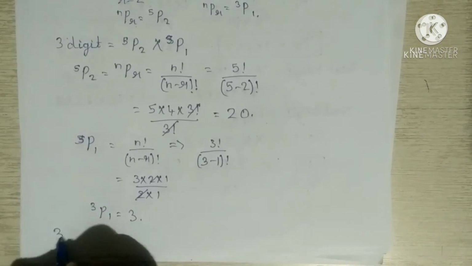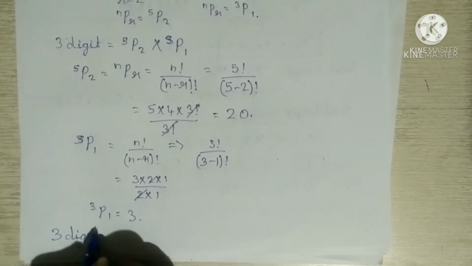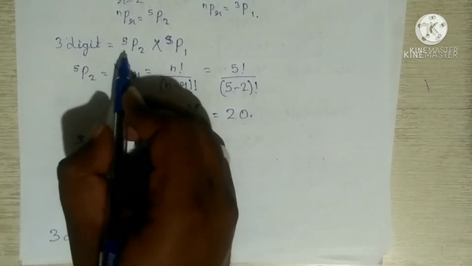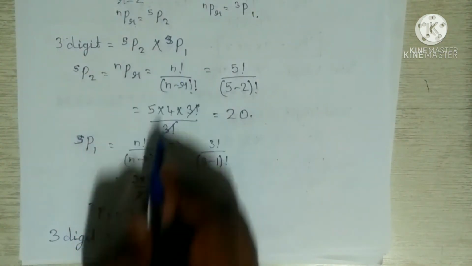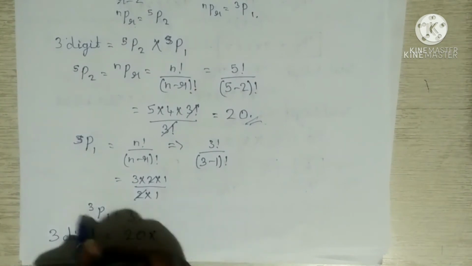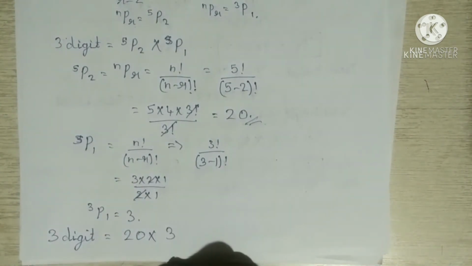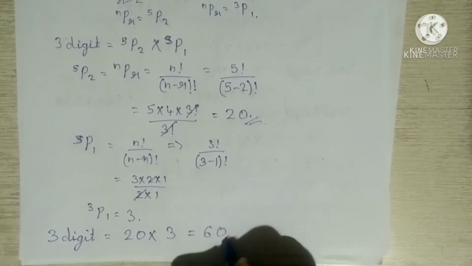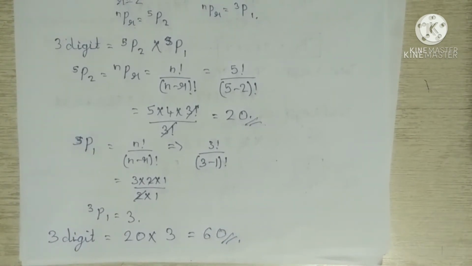Okay, then the final answer: the 3 digit is equal to 5P2 into 3P1. 5P2 is 20 and 3P1 is 3. 20 into 3 is nothing but 60.